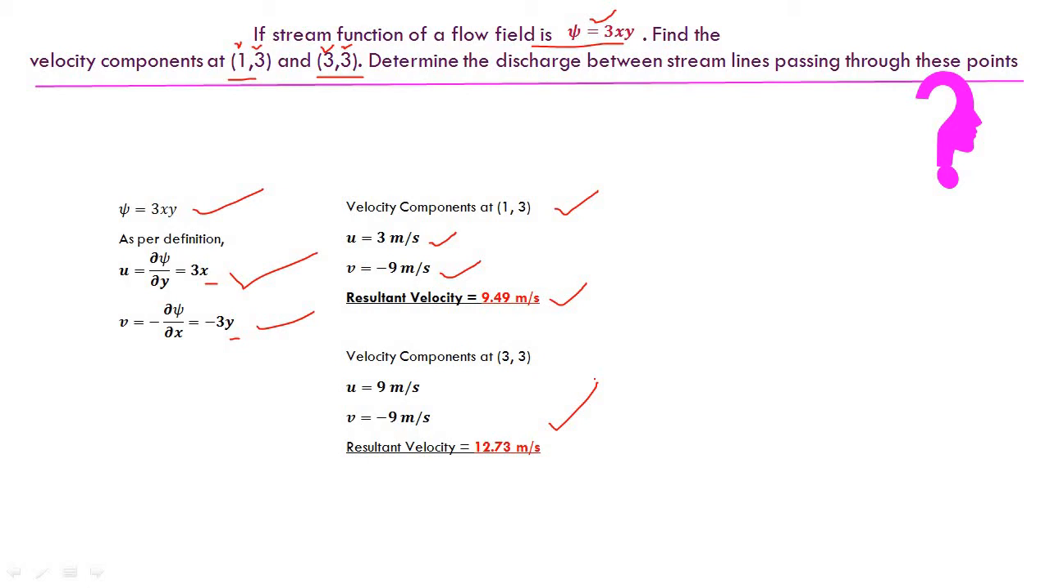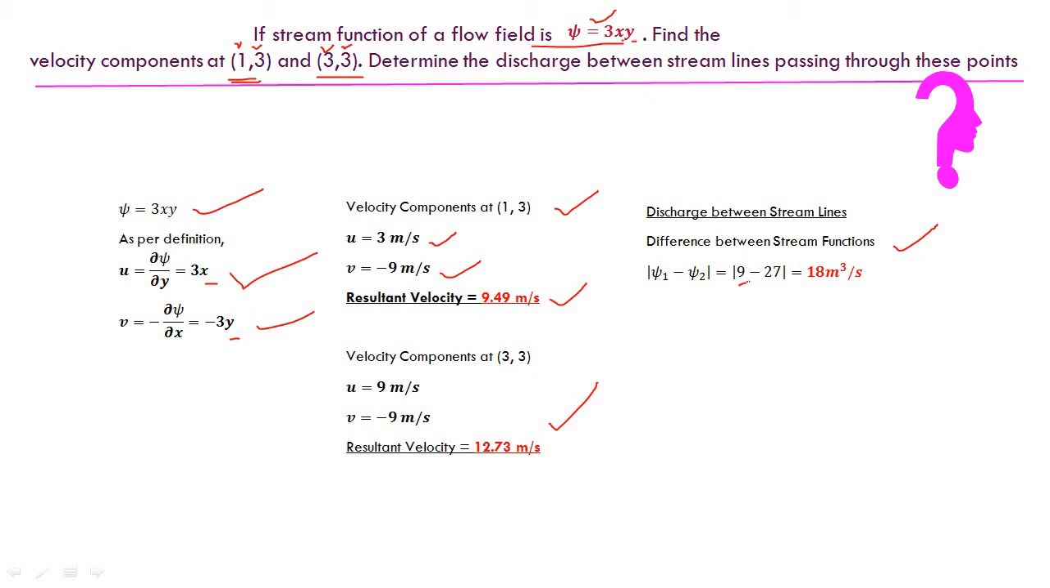Second part, you need to find out the discharge between the streamlines. As I already told, the discharge between the streamlines, by taking into account the property of a streamline, is the difference between the stream functions, that is ψ1 minus ψ2 in absolute unit. So at point (1, 3), what is the equation of a stream function? Psi equal to 3xy, so x is 1 and y equal to 3. So 3 into 1 into 3, that is 9.